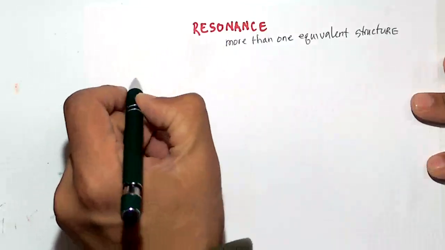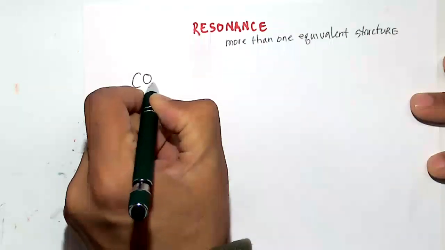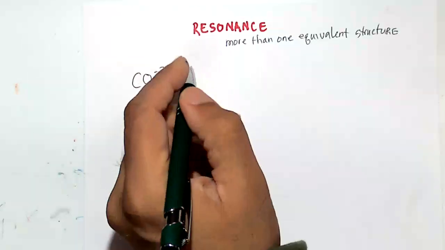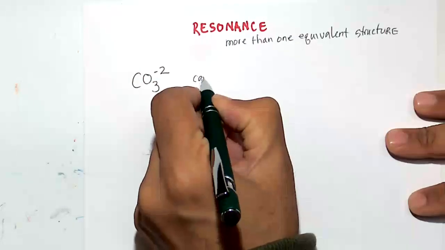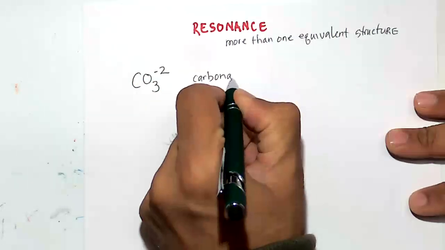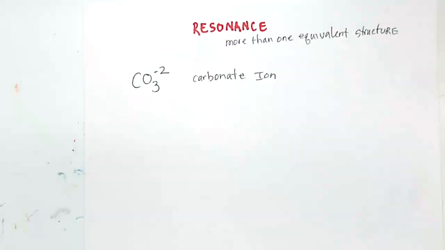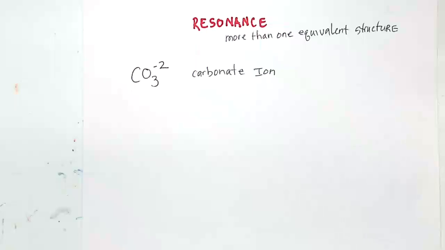All right, so an example of this that we'll start off today is carbonate ion. Do you remember this from your flashcards all the way back? Okay, carbonate ion. So we're going to do the Lewis structure of carbonate ion.